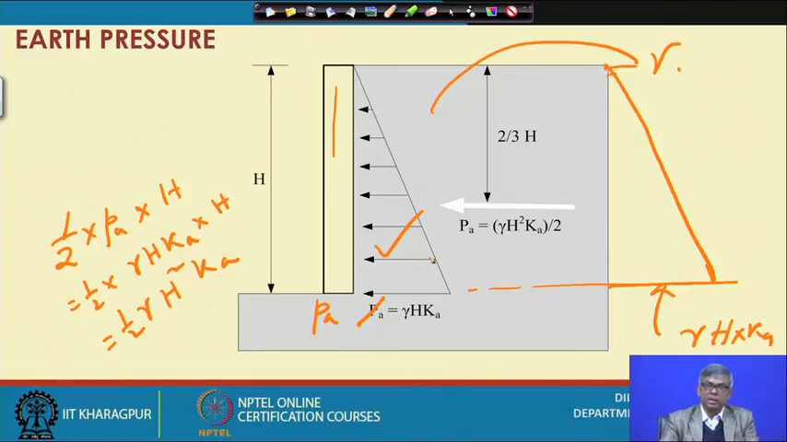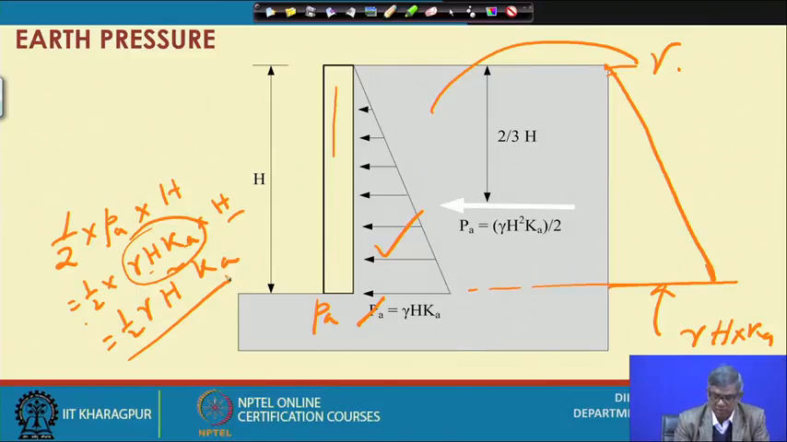Once this diagram is obtained, suppose you need to find out the total thrust because of this backfill pressure, then what you have to find out is the area of this triangle. So, the area of this triangle is nothing but half multiplied by P A multiplied by H, and P A is gamma H K A, so half gamma H square K A. So, this is the way one can find out. Suppose this entire triangular diagram can be expressed by this one thrust.